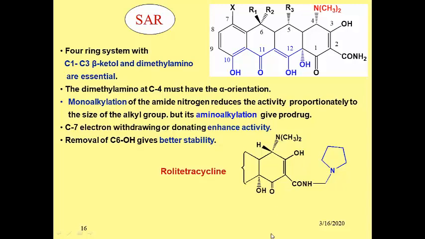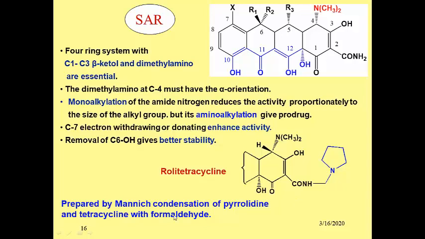The first member of intravenous water-soluble tetracycline is rolitetracycline, a prodrug. It has a methyl at the amino group and contains an amino group, so a methylene between two nitrogens. It is a prodrug, rolitetracycline. How is it prepared? By Mannich condensation between pyrrolidine and tetracycline in the presence of formaldehyde.